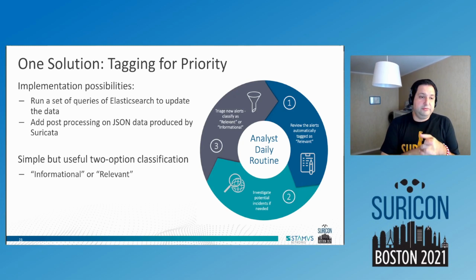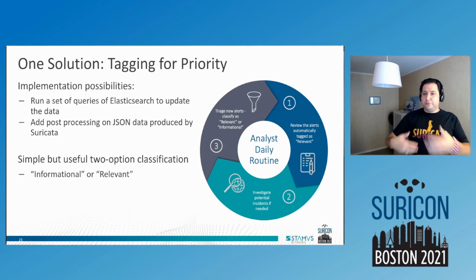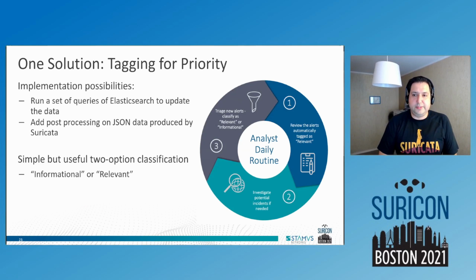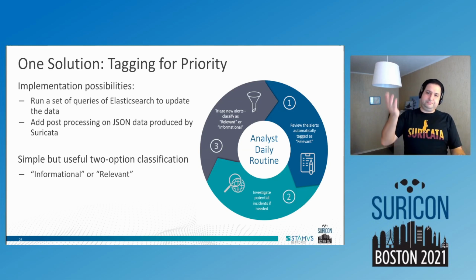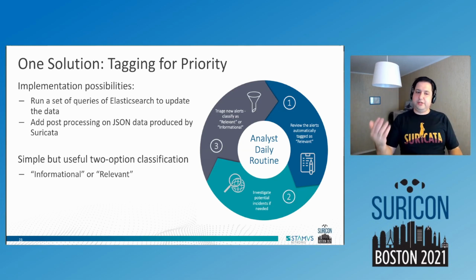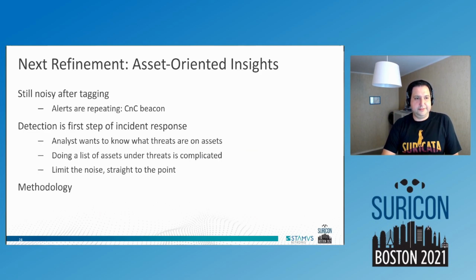A couple of implementation possibilities are, you can run a set of queries towards Elasticsearch or Splunk or whichever you use to update the data. You can also add post-processing on JSON data produced by Suricata, to add a bit more of a tagging or priority, if you will. Simple but useful two-option classification is to just say this is info, this is kind of relevant for that. And actually, to kick it up to the next level, I'll transfer it over to my colleague and friend Eric here.